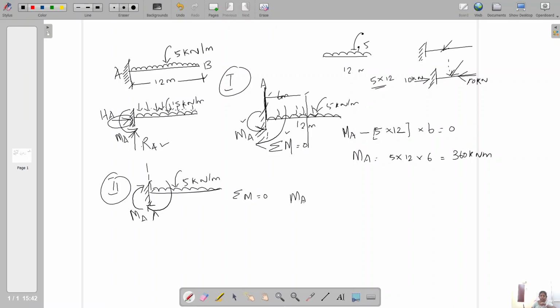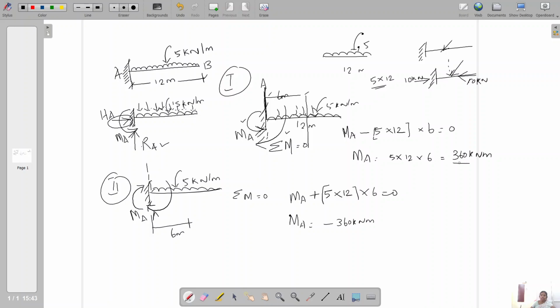So MA is a moment quantity, so there is no need to multiply it with a distance. Plus 5 is the UDL loading, and the total load is 5 into 12, and the centroid about point A is 6 meters, so into 6, equal to 0. So now MA equals minus 360 kilonewton meter.